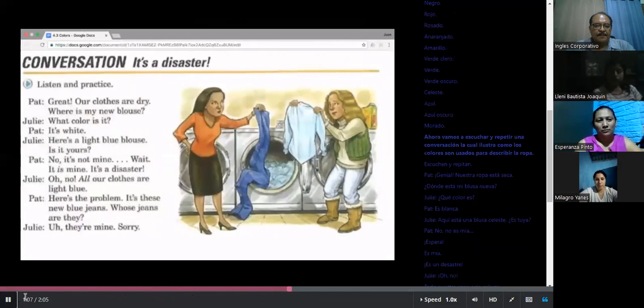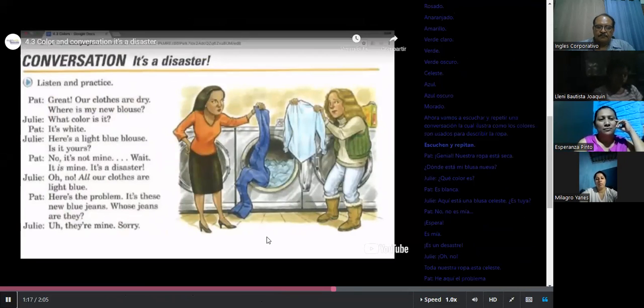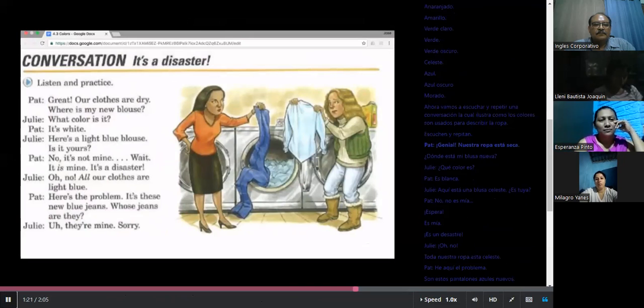Purple. Now, we're going to listen and repeat to a conversation which illustrates how colors are used to describe. Let's listen and repeat. Great, our clothes are dry.